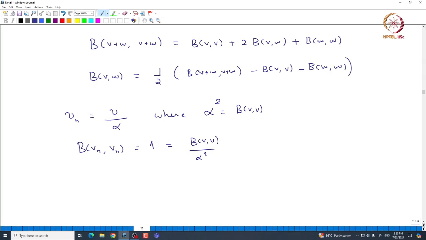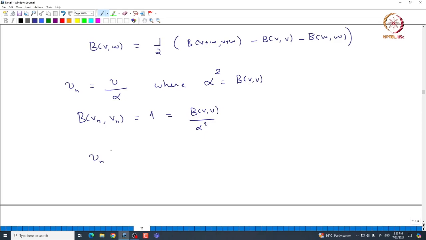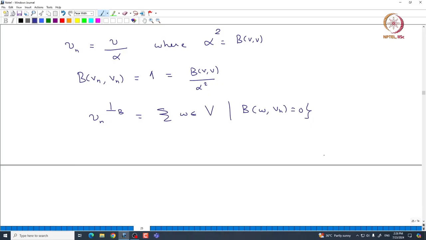So we have this natural vector. What one can do is take the perpendicular of that with respect to B. Basically it is a subspace, those vectors W in V such that B(W,Vn) is 0. Now, since the form is symmetric, this is the same as B(Vn,W). And since the form is non-degenerate, and we have chosen Vn such that B(Vn,Vn) is 1, and looking at only the perpendicular of that, this is indeed an n minus 1 dimensional subspace.